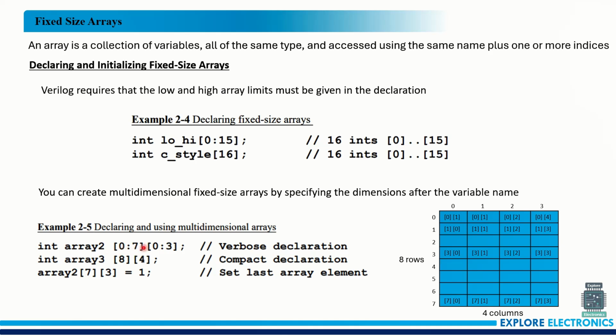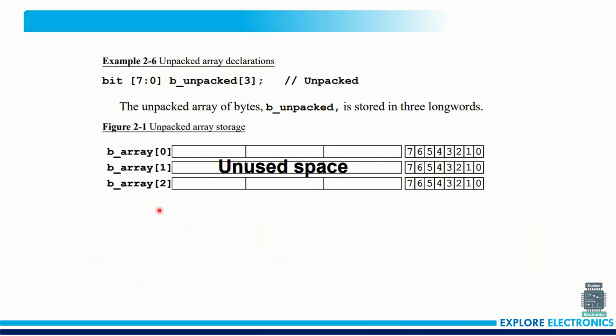Now, according to the way we have represented here, if you want to assign any value to the last cell, that is represented with 7,3, we can set a value like this: array2[7][3] = 1. So this cell now has the value 1. This is how multidimensional arrays can be written and assigned values in SystemVerilog.